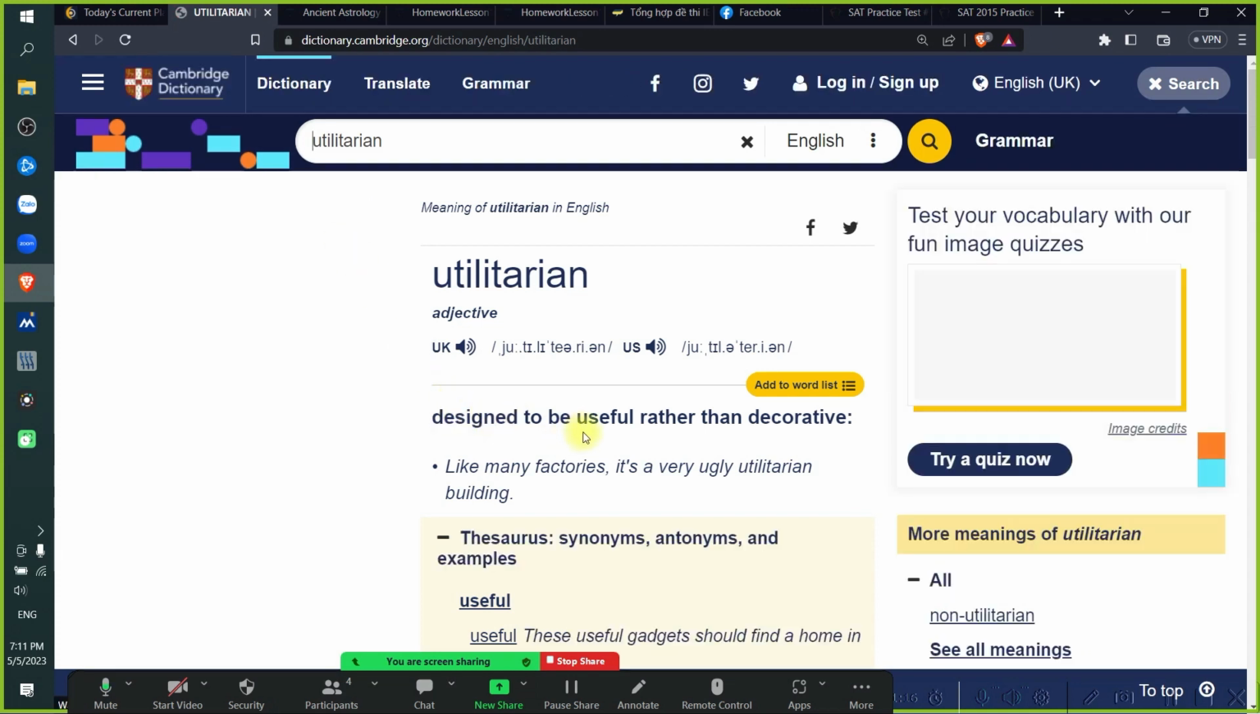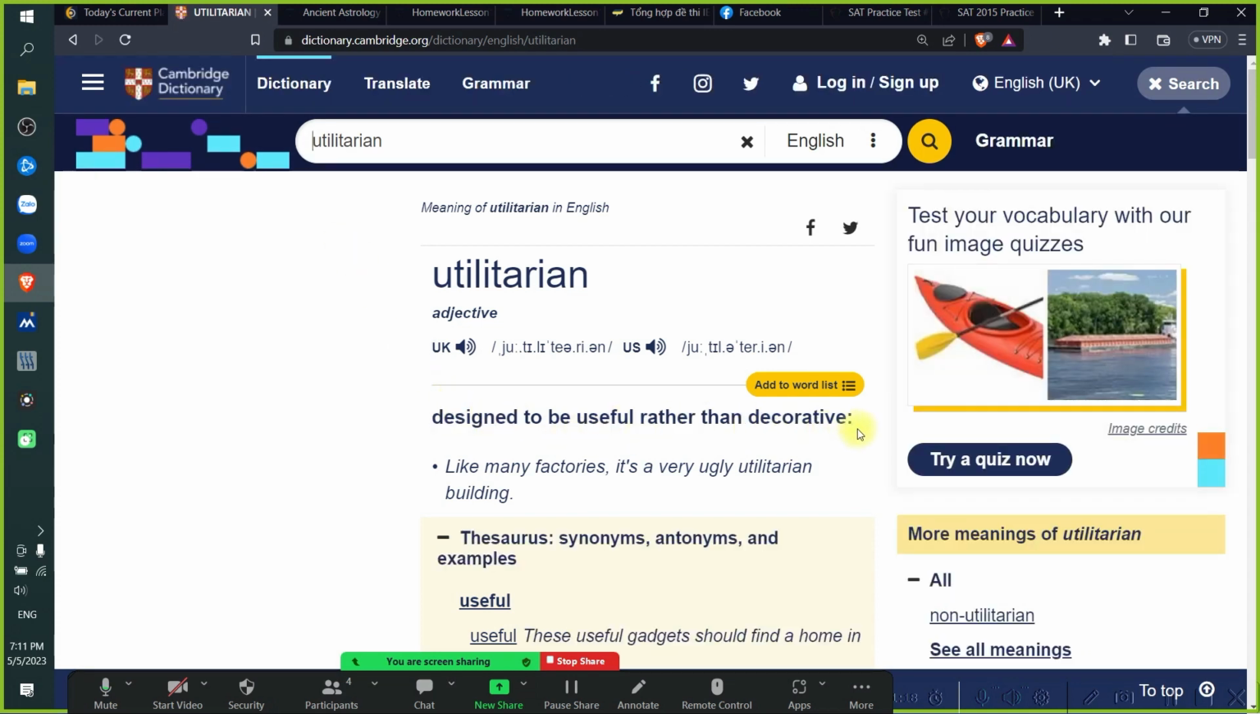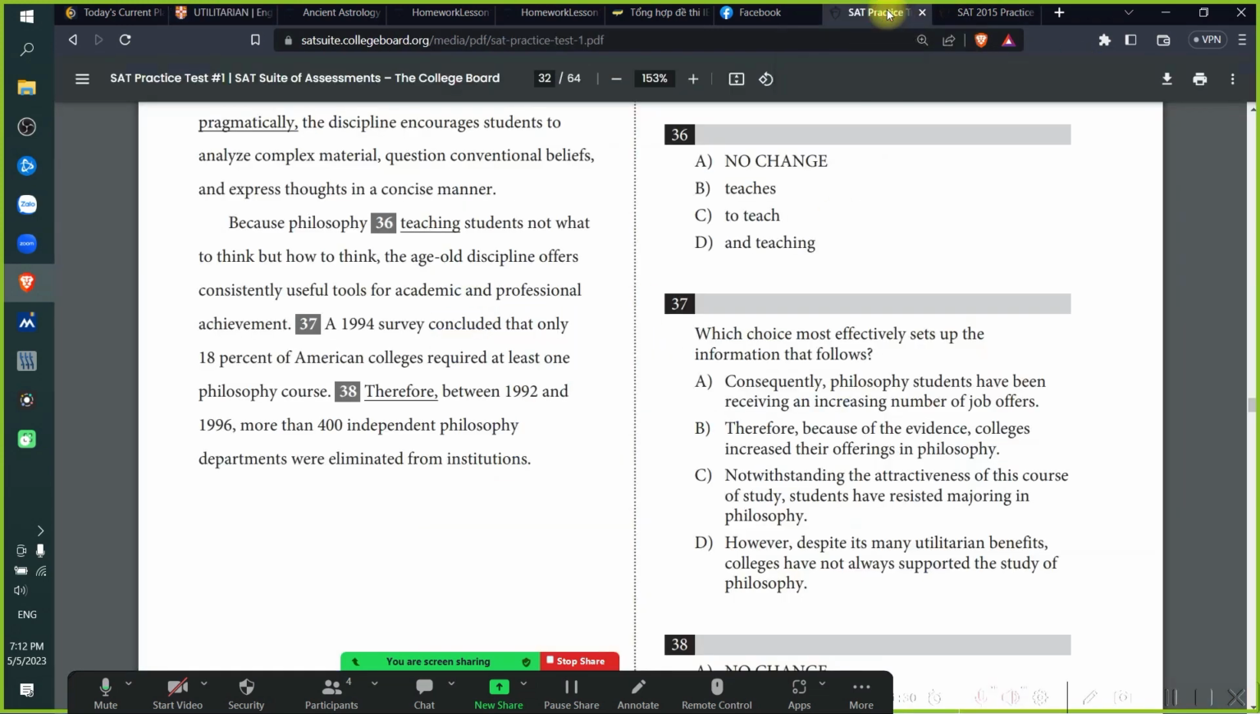Utilitarian means designed to be useful rather than decorative. Được thiết kế để mà nó hữu ích thay vì chỉ mang tính trang trí cho đẹp. Mang tính hữu dụng. I think it's useful, I think. Designed to be useful. Được thiết kế để mà hữu ích. Tuy nhiên, bất chấp nhiều cái lợi ích mang tính hữu ích của nó, những cái đại học cao đẳng đã không có luôn luôn ủng hộ cái chuyện học môn triết học.